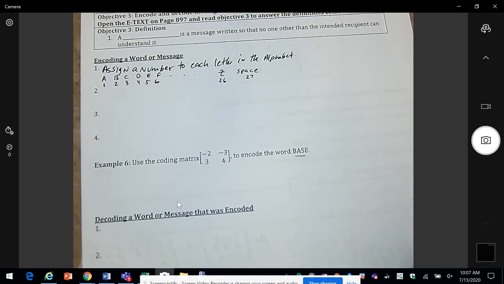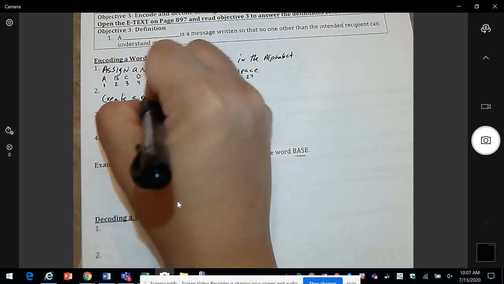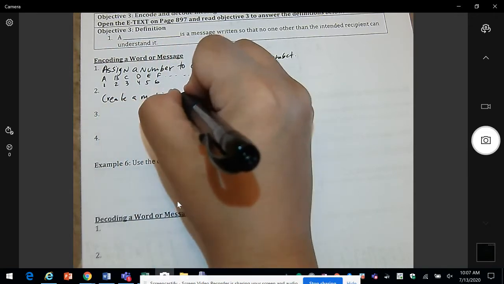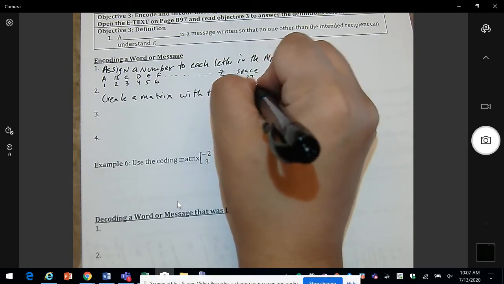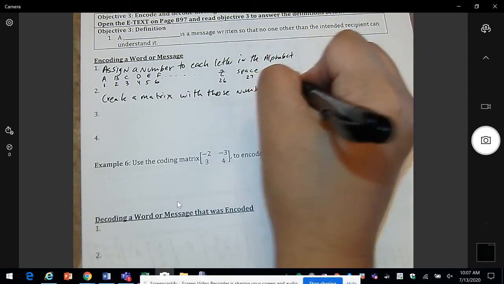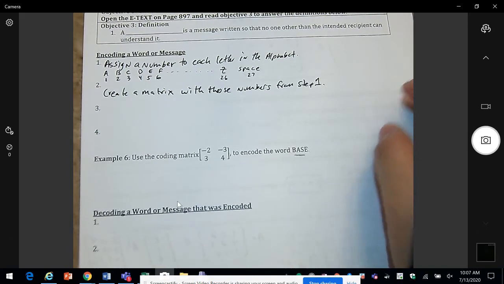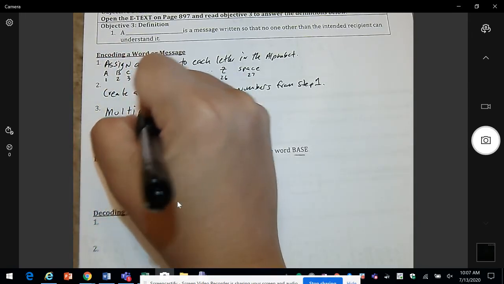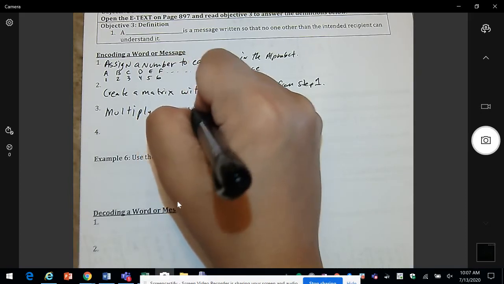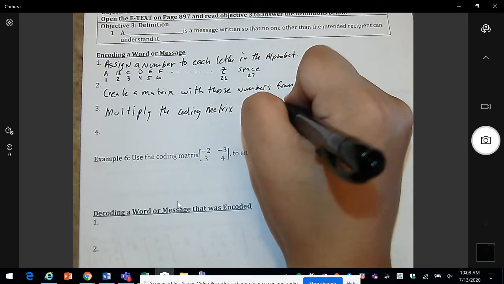Okay. Once you have that, then you're going to create a matrix with those numbers from step 1. And you want to create a matrix that you can multiply with the encoding matrix. Okay, so number 3 would be to multiply the coding matrix with your matrix.